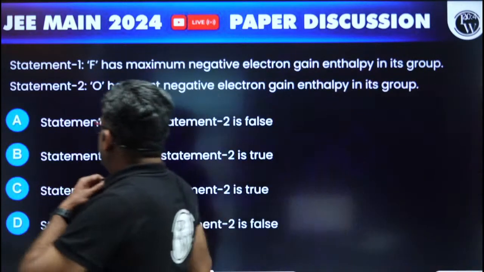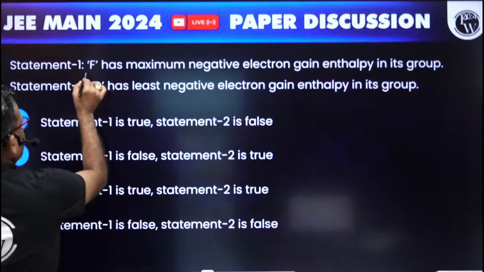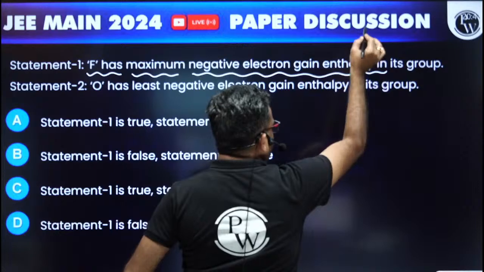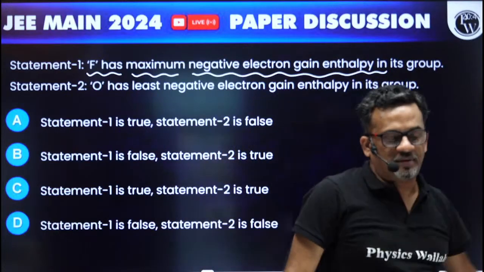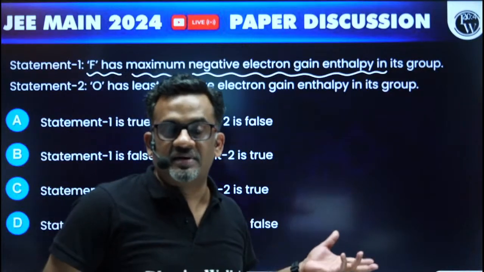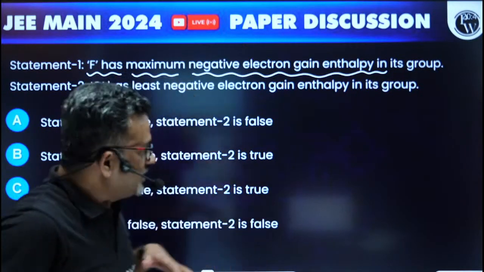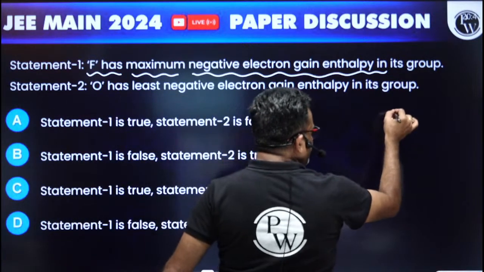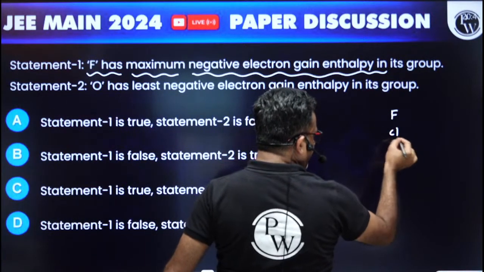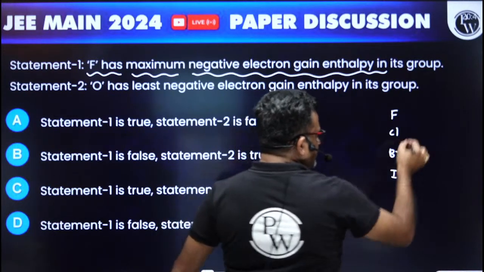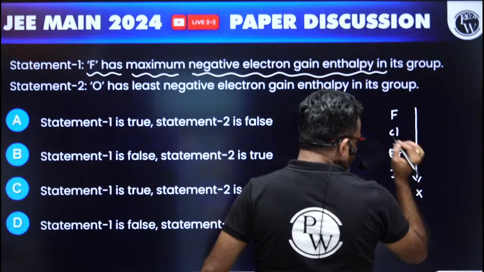Next. Statement 1. Fluorine has a maximum negative electron gain enthalpy. What do you mean by electron gain enthalpy? It is the amount of energy released by the gain of an electron. In case of fluorine, since it is smaller, we expect the electron gain enthalpy order to be fluorine, chlorine, bromine and iodine. This is what we expect, right?